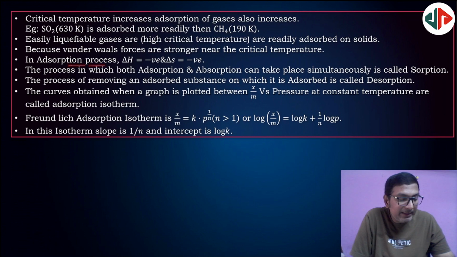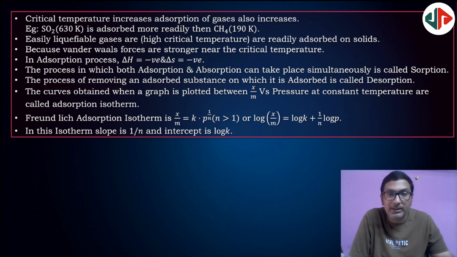In the adsorption process, delta H, the change in enthalpy, is negative, that means it is an exothermic process. Delta S is negative, entropy decreases during adsorption. Very, very important. Next, the process in which both adsorption and absorption take place is known as sorption. Sorption involves both absorption and adsorption. Very, very important.